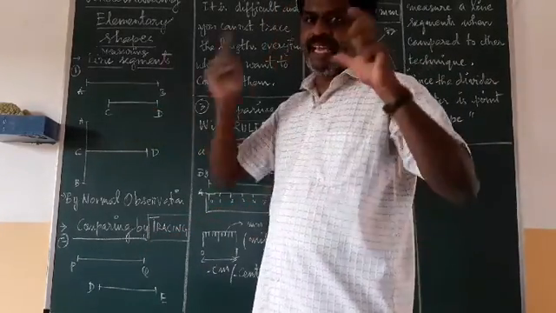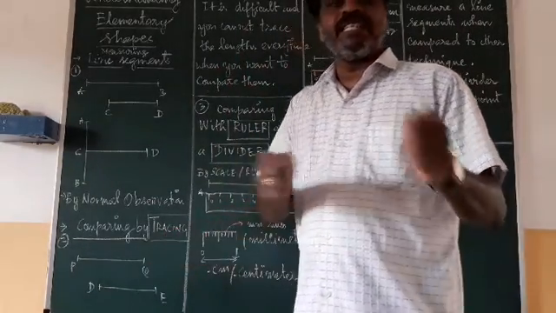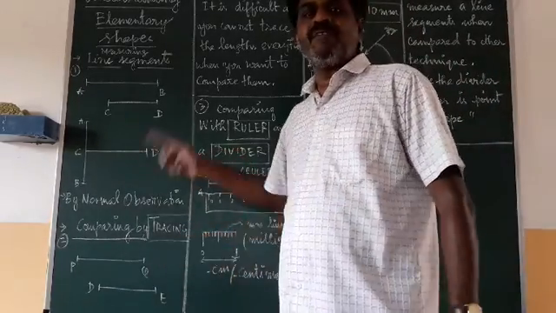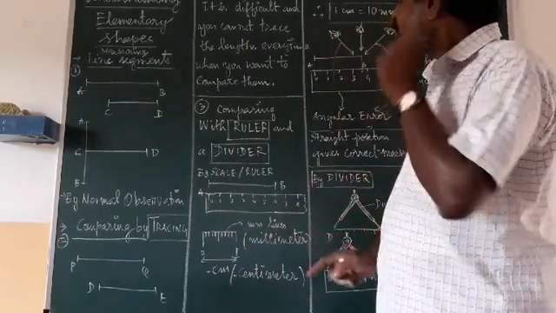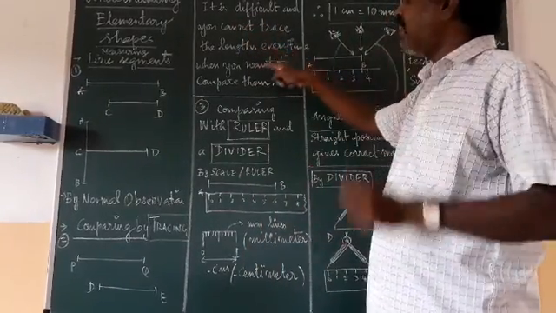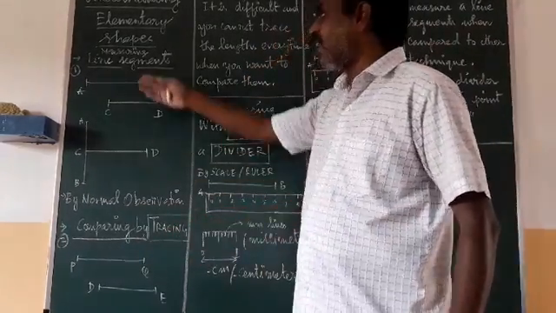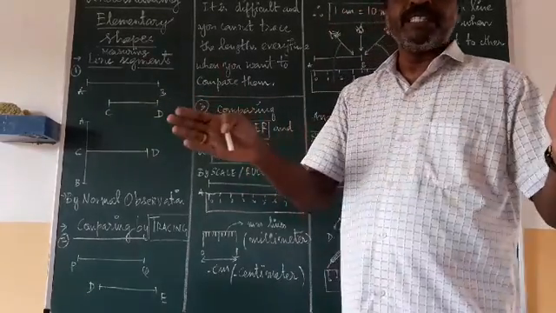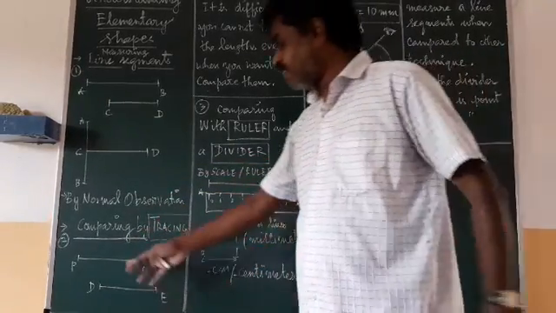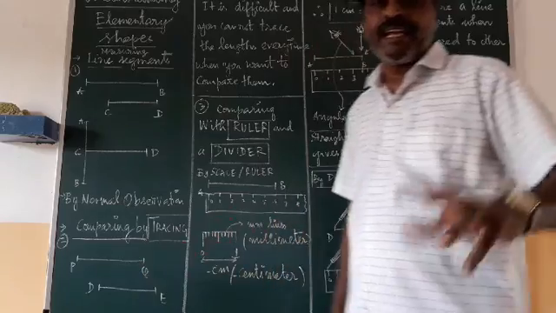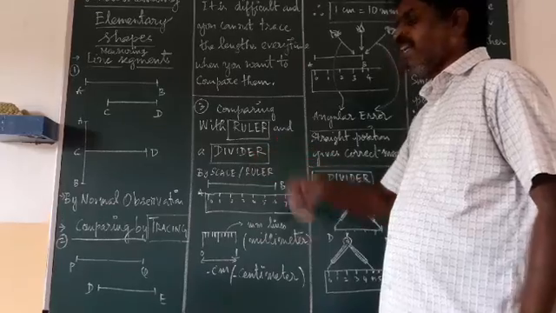By seeing directly, we cannot match the lines to say whether one is greater or smaller. By tracing also, for a small line you can see, but every time you have to draw the line and match it with the given line. So it is difficult, and you cannot trace the length every time you want to compare. That is the drawback of comparing by tracing. By seeing itself you can say this is the approximate length, and by tracing we can say this line is equal to or greater than the other line, but some drawbacks are there. What is the next method? Comparing with the ruler and divider.